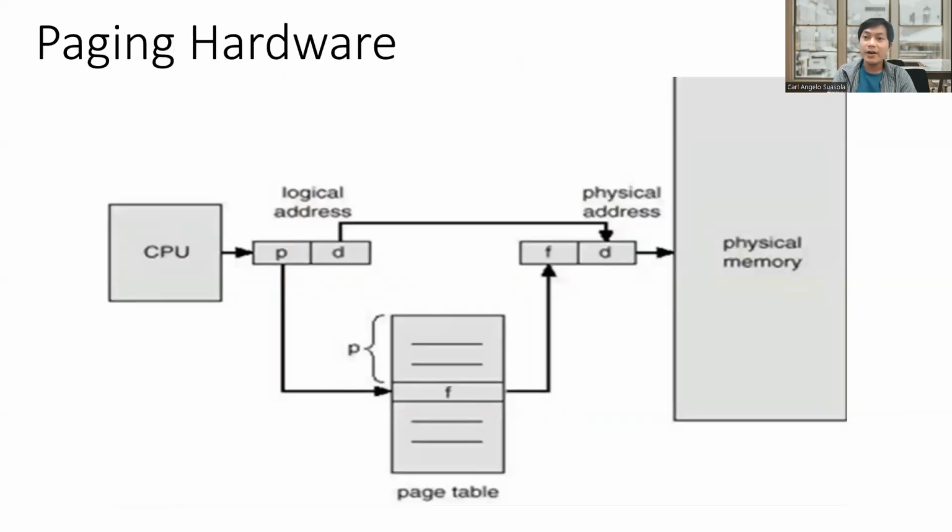So this is the hardware setup of your paging. The CPU will generate a logical address, which is made of a page number and an offset. It will go through the page table and locate which frame it belongs to. After locating the frame, the physical address is used to locate it in the physical memory: the frame plus the offset. So we can see where the translated address is located.